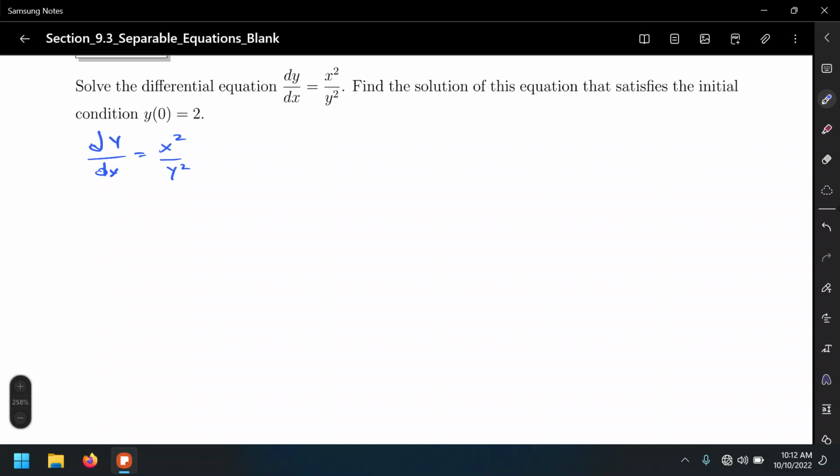In this case the equation is separable. We can move the y squared to the left hand side and the dx to the right hand side. So y squared dy equals x squared dx. And now that we have the variables separated, we may go ahead and do the integration.